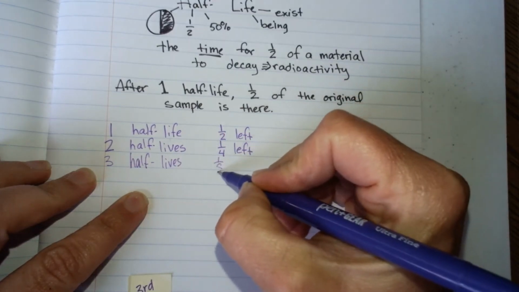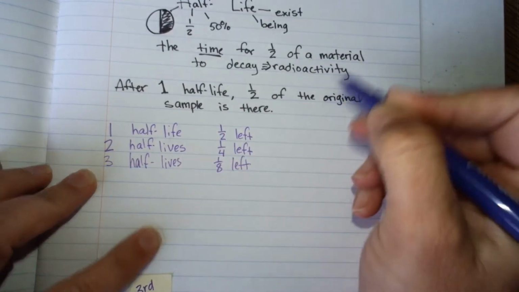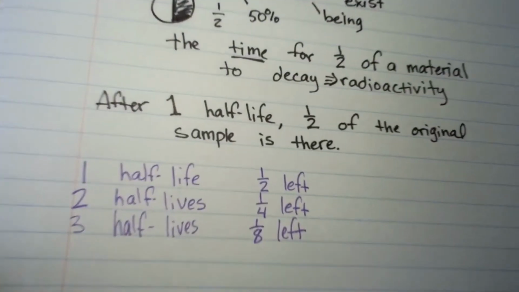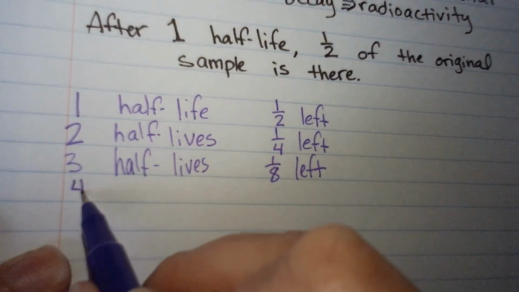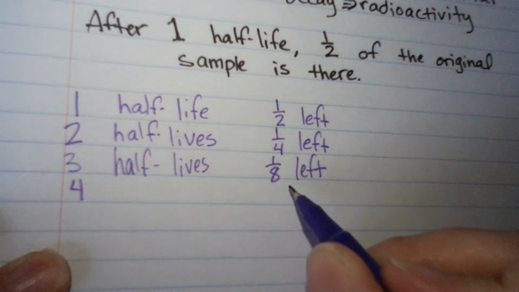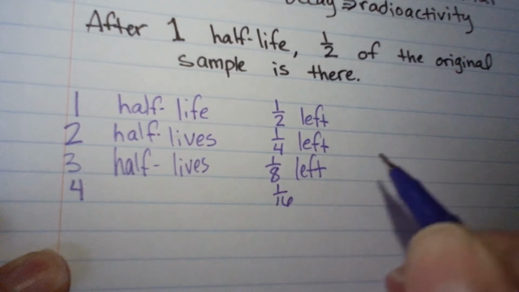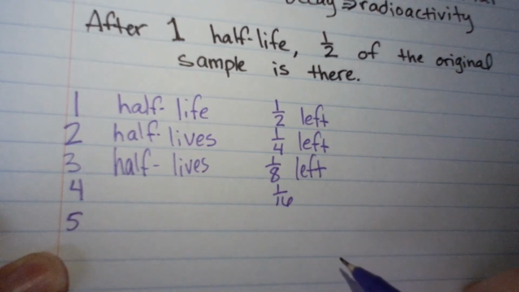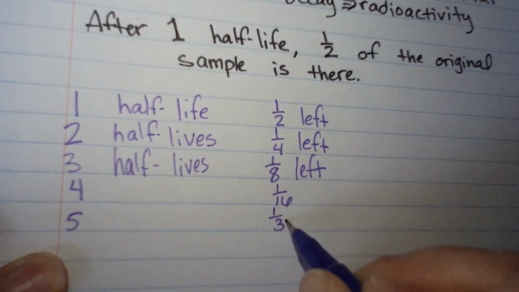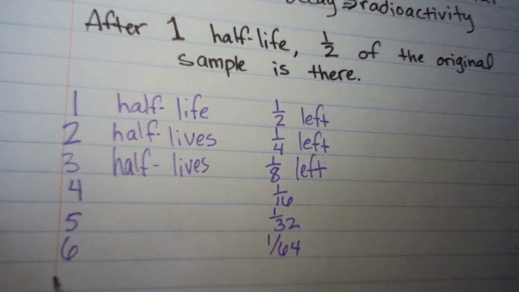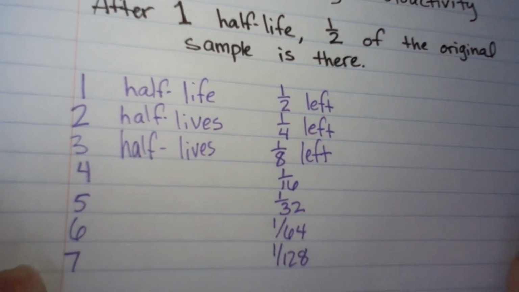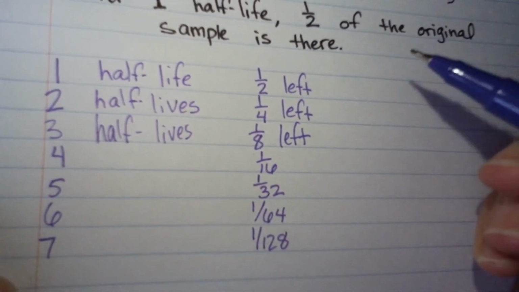I think you get the idea. So let's continue down the list. Make this where you can see it better. What about after 4 half-lives? 1/16, right? And 5 half-lives? 1/32. And we could continue. 1/64. Oh, what's 7? 1/128, right? Okay.